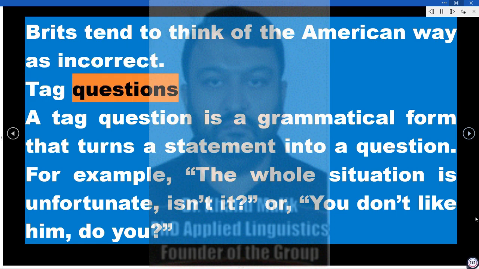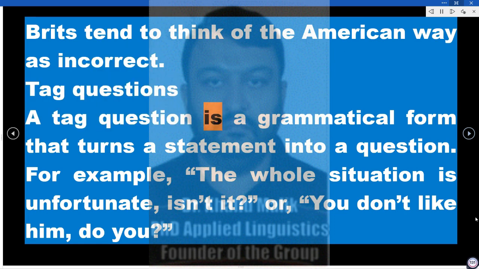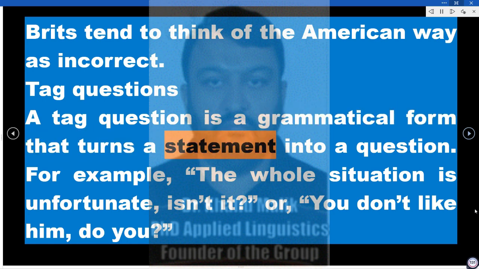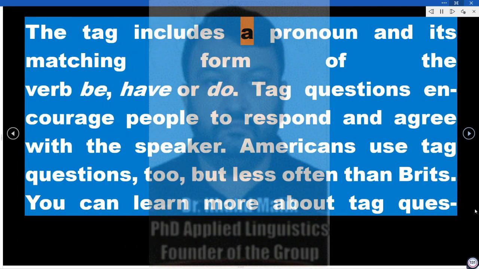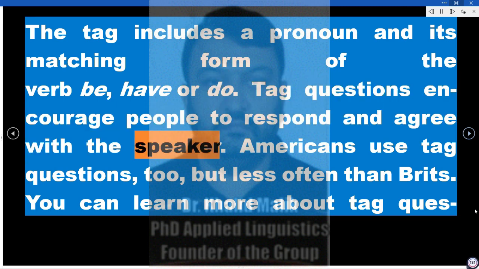Tag questions. A tag question is a grammatical form that turns a statement into a question. For example, "The whole situation is unfortunate, isn't it?" Or, "You don't like him, do you?" The tag includes a pronoun and its matching form of the verb be, have or do. Tag questions encourage people to respond and agree with the speaker.